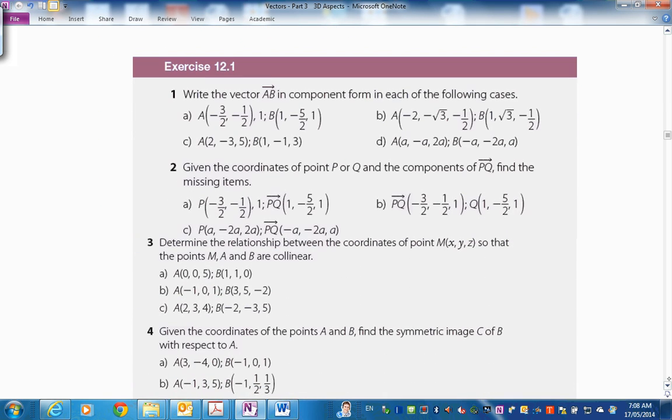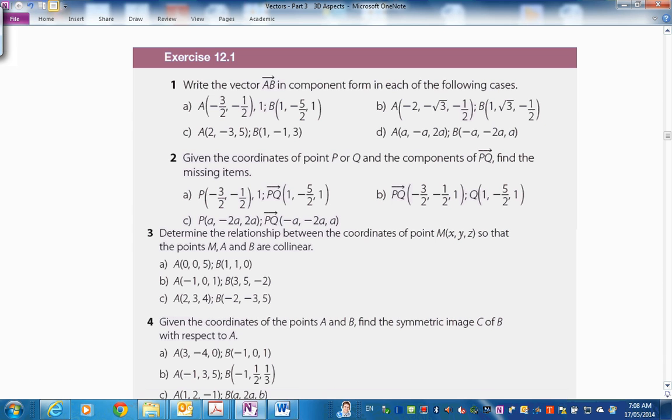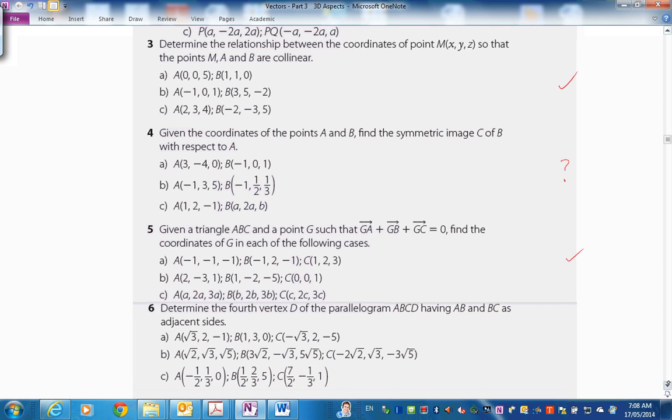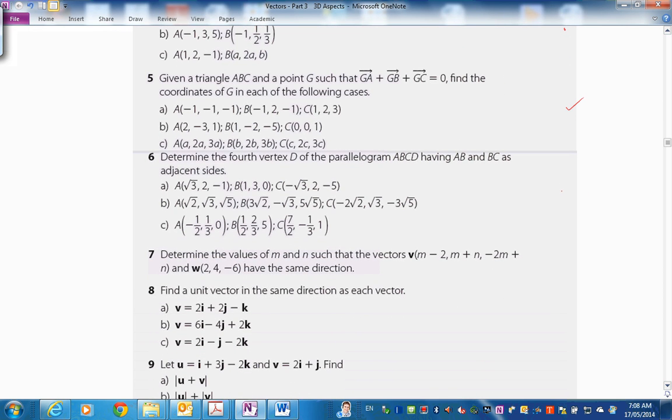Here are some problems from Pearson's, and let's go through and see which ones are appropriate. So this one's good. This is okay. Not explicitly mentioned in the course, part 3. You could have a go there. You could find the symmetric image C of B with respect to A. Well, that's an interesting one. You can have a go, not explicitly in the course, that one. Given a triangle, yep, this is definitely something you need to have a look at. Determine the fourth vertex, yes. Let D be the point X, Y, Z is the clue there.